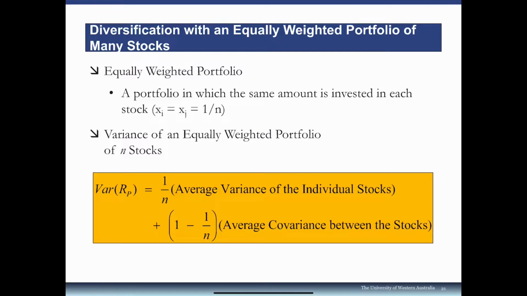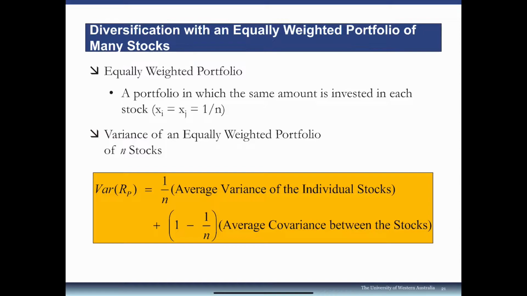So the variance of RP, the variance of the portfolio, if you have n stocks, becomes 1 over n times the average variance of the individual stocks, plus 1 minus 1 over n times the average covariance between the stocks. And when n gets really, really big, what happens to 1 over n? When you're holding an equally weighted portfolio of say 1,000 stocks, 500 stocks, 1 over n becomes really, really small. When n becomes infinitely big, 1 over n approaches zero. And that means 1 minus 1 over n approaches 1, which means the variance of the portfolio will approach the average covariance between the stocks.